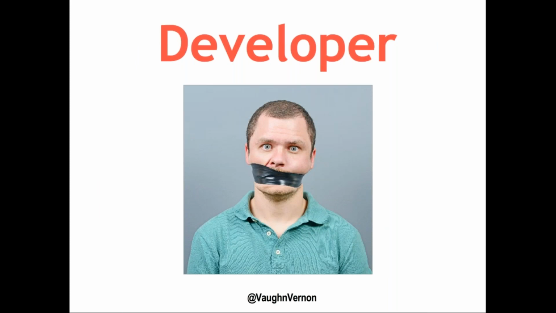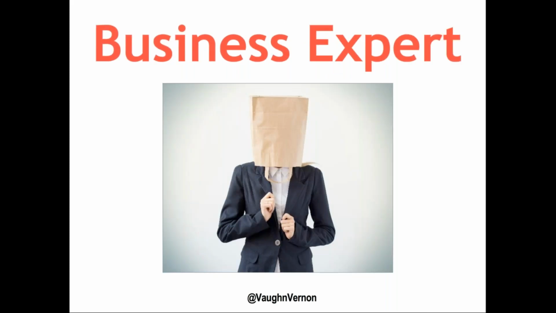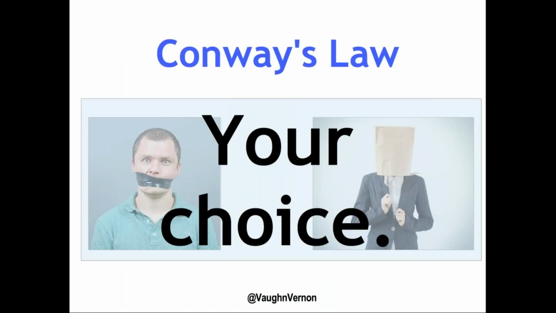So if this represents the developers on your team or in your organization, and if this represents the business experts within your organization, then you simply are not going to fare well under the consequences of Conway's law. So we have a choice, but unfortunately, most organizations today don't use that choice well, and they don't communicate well, and so the software that they produce is a reflection of the poor communication that they have within their organization.